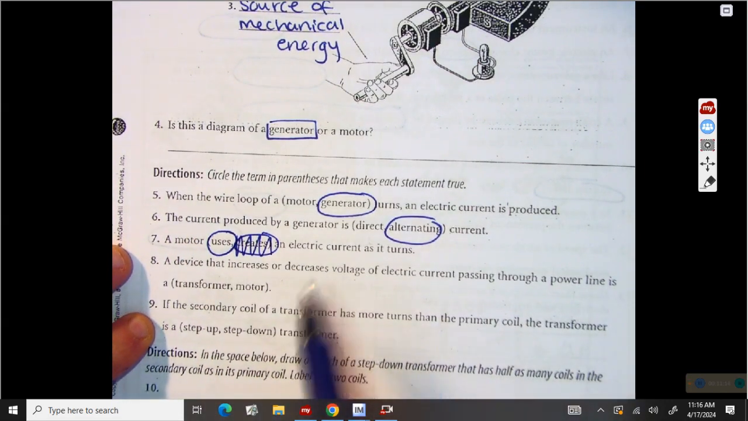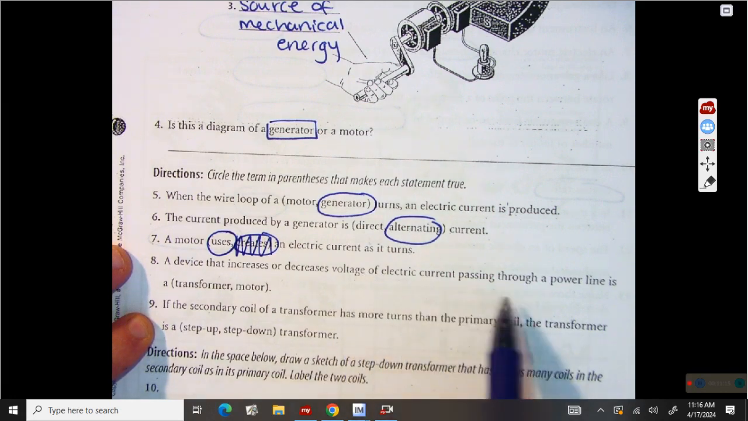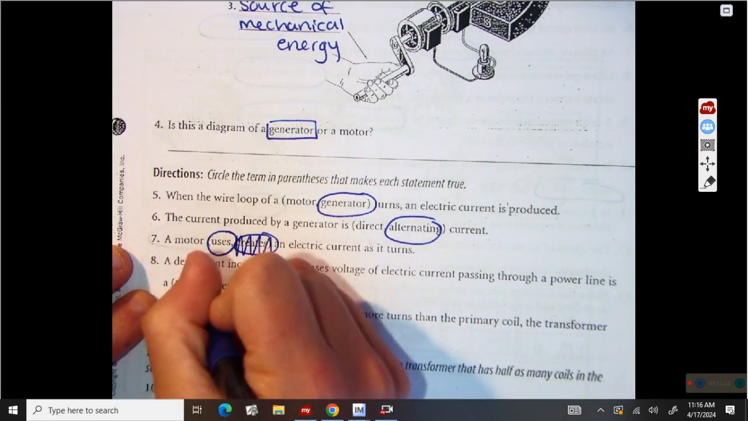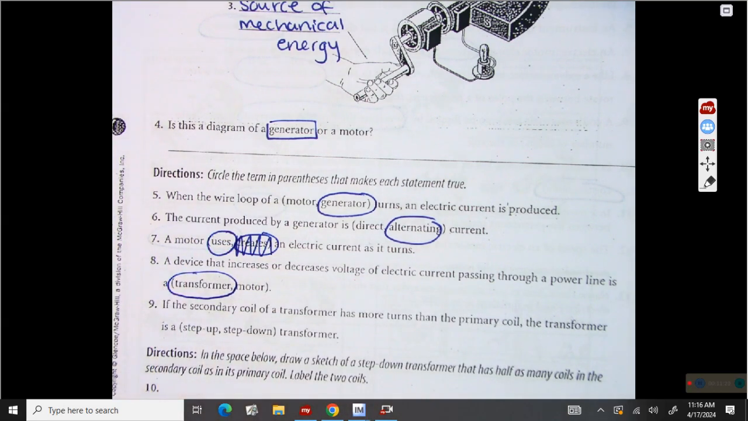A device that increases or decreases voltage passing through a power line is called a transformer. You have transformers near your house. Sometimes people will say transformers blow during a storm. Transformers are what we see making power that comes from a power line accessible and usable for your home. So sometimes they're step up or step down, depending on what kind of home you have and how much power or electricity you need.